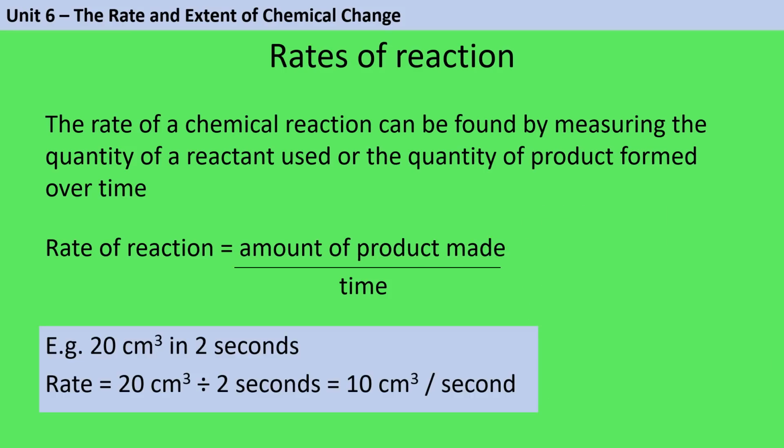To take an example, if we had a reaction that produced 20 centimetres cubed of gas in 2 seconds, then I would do 20 centimetres cubed divided by 2, and that would give me 10 centimetres cubed per second, which is the rate. It's worth remembering that even if you forget how to calculate this rate, as long as the exam board have given you the units, which they often do, then the calculation is actually wrapped up inside it. The word per means divided by, so if the units are centimetres cubed per second, you need to take centimetres cubed and divide them by seconds.